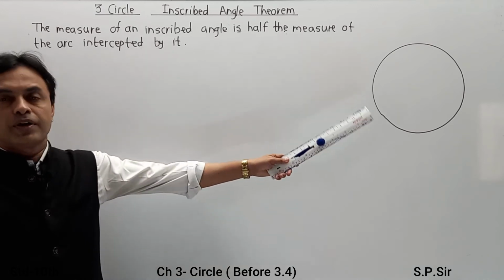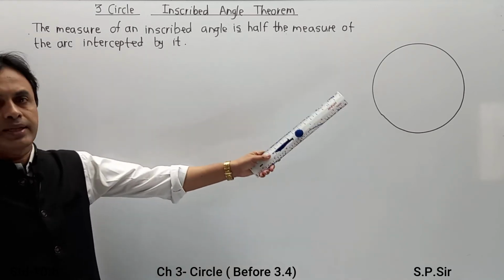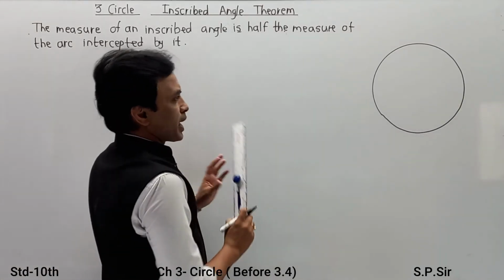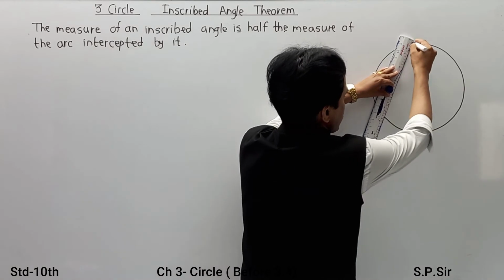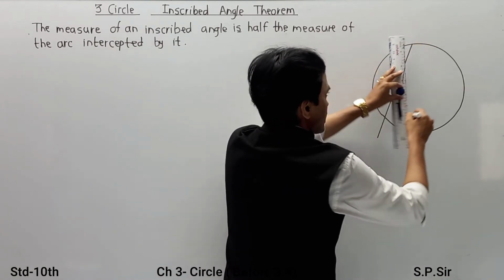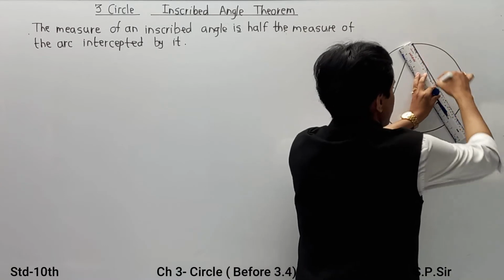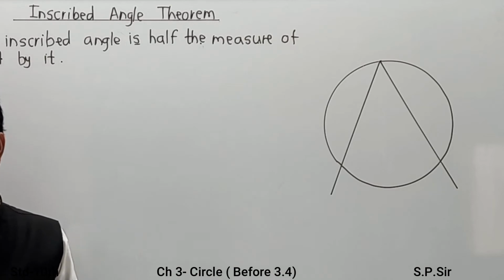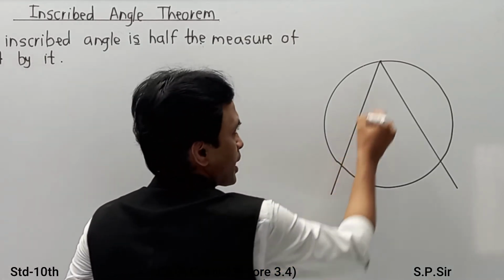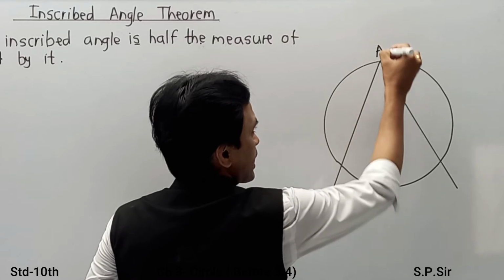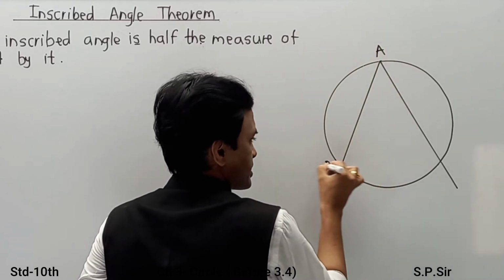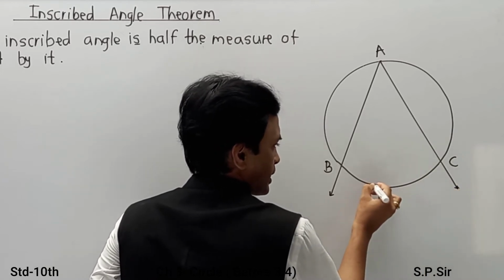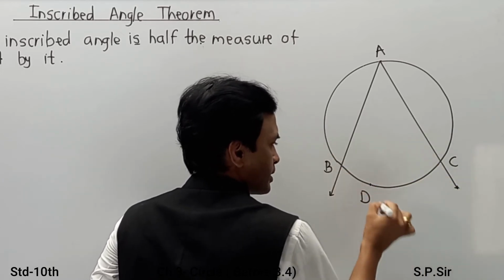For this theorem, we have drawn one circle and we are going to explain the part contained over here. Let us say as per the condition, we have to draw one angle over here. So an inscribed angle is definitely formed on the circumference of the circle. So I have drawn one angle over here. Now please pay attention. Here we are going to give the names. This angle's vertex is A, and I am going to indicate the other points as B and C over here. Now just to highlight the name of the arc, I am going to indicate it as D.